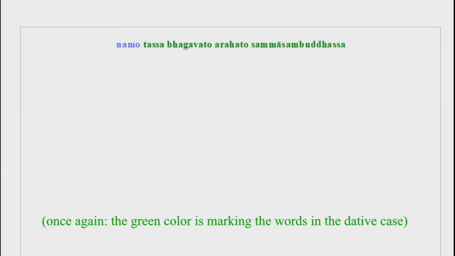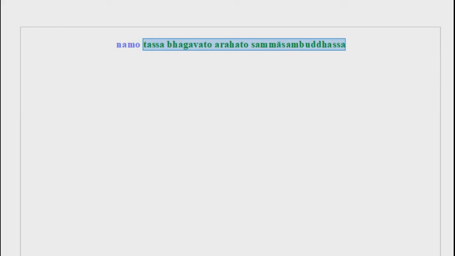Now, one thing to keep in mind is, unfortunately, we can't just look at the very end of a word and know what case the word is in. And that is because there are many different word classes, what are in Latin called declensions, in Pali. So we have to know that there are different types of patterns. There are different word patterns. So even though namo has an O ending, bhagavato also has an O, but it is in the dative case.